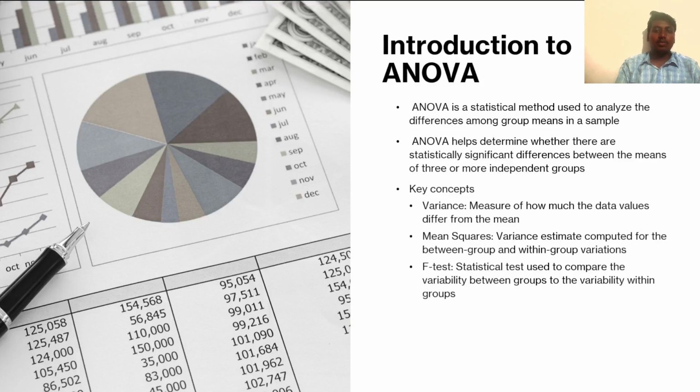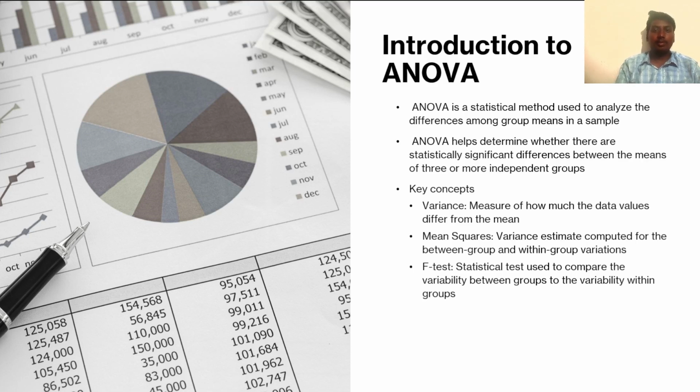So what is ANOVA? Introduction to ANOVA. ANOVA is a statistical method used to analyze the difference among group means in a sample. ANOVA helps determine whether there are statistically significant differences between the means of three or more independent groups.